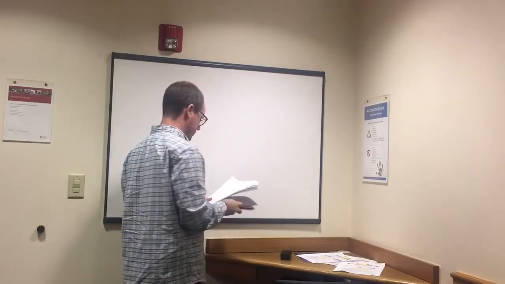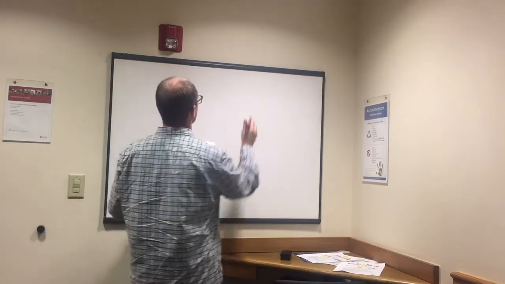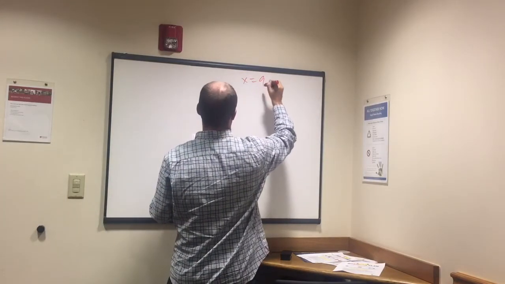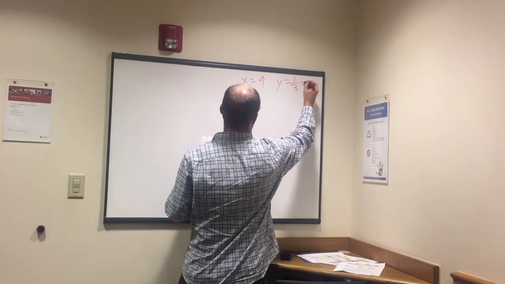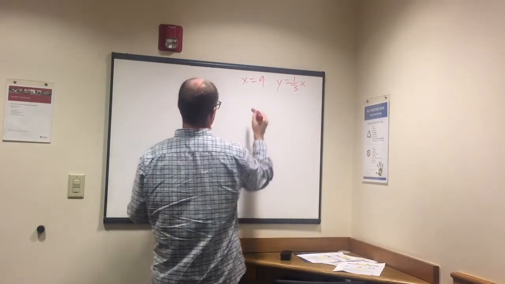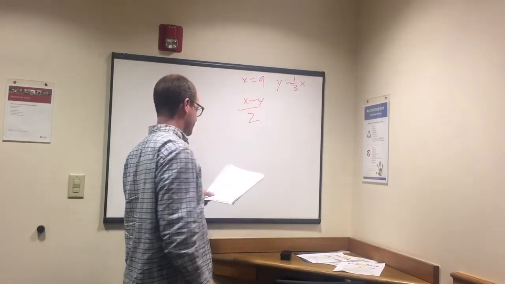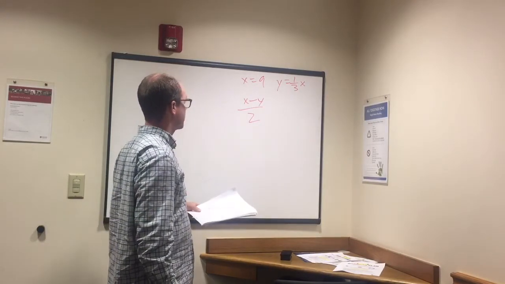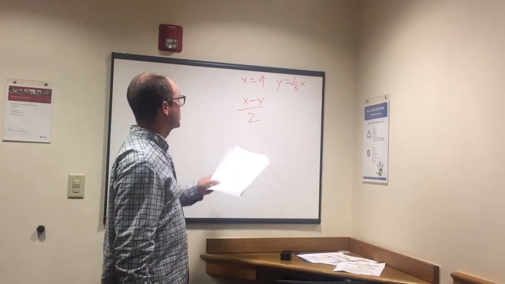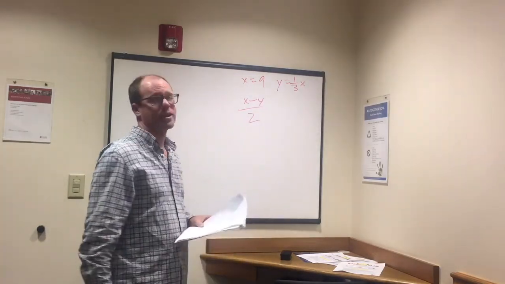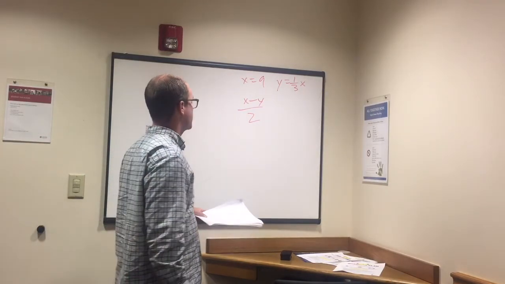One left. This one's a little more complicated to plug in, but we can do it. x equals 9, y equals 1/3 x. They want to know x minus y over 2. How do we do this? This looks complicated, doesn't it? The big thing is we need to figure out what y equals before we worry about x minus y divided by 2. It's pretty simple, we just have to plug that in.